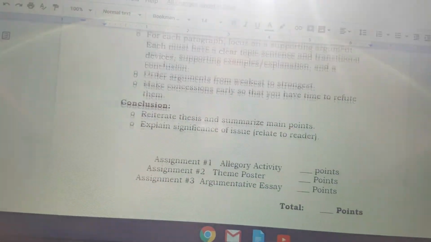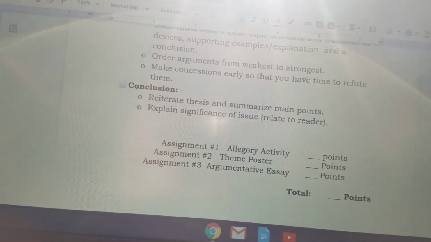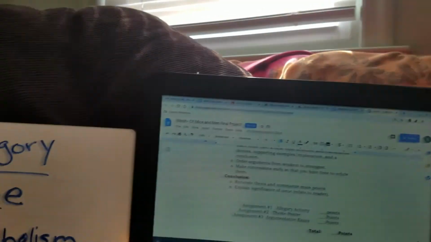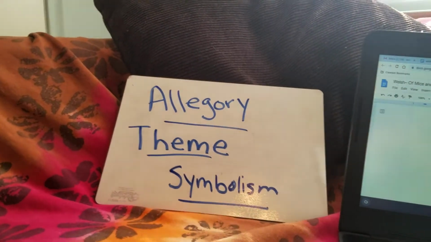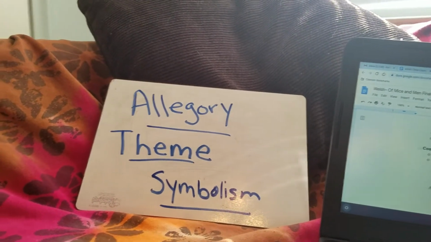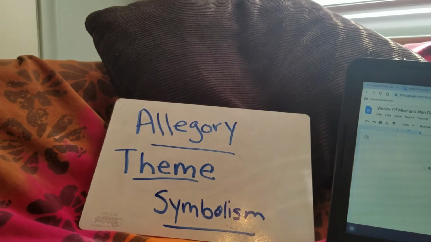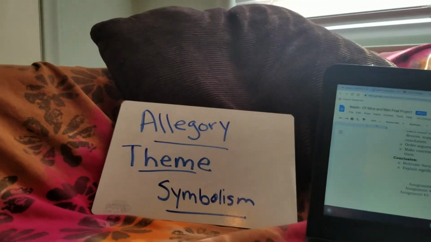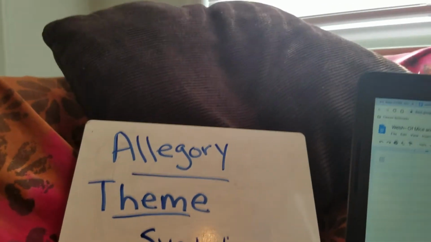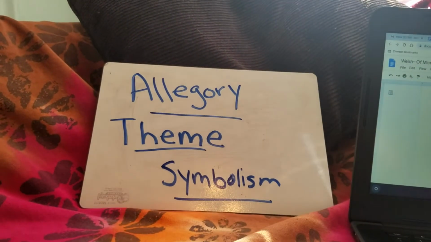And then again, so this is going to break down into the 3 assignments, 1, 2, and 3. And you're focusing mainly on allegory, theme, and symbolism as well. Well, I shouldn't just say those things, but those are maybe the things that we're learning or getting more in depth with. And obviously your writing.